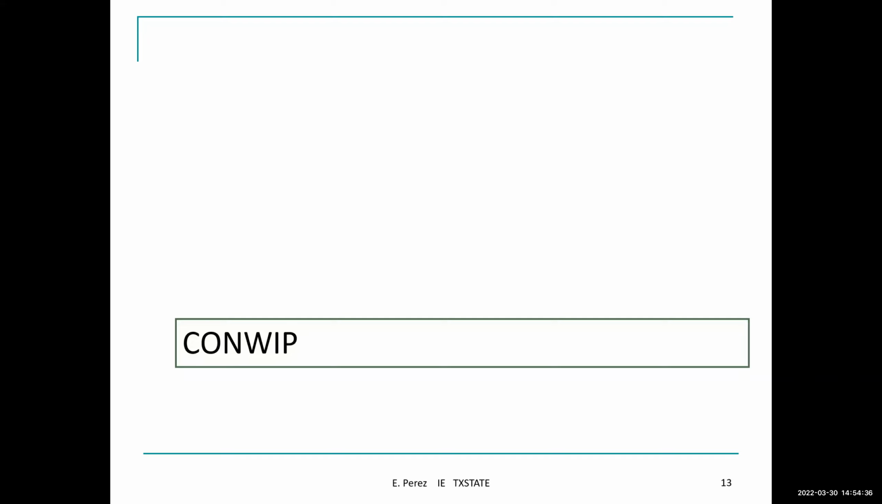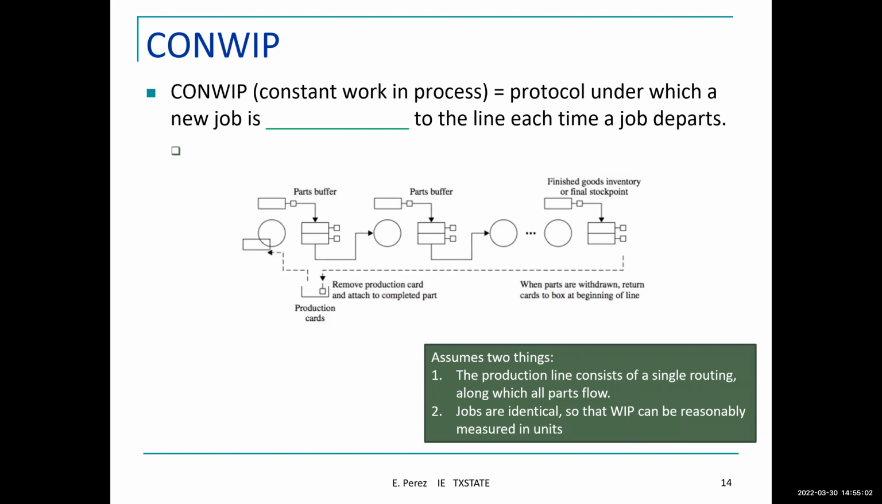So now we are going to transition to this CONWIP concept, and what this is trying to do is somehow take into account the benefits of both push and pull systems, and it's trying to combine them into a single system. And let me illustrate that. So CONWIP stands for constant work in process. This is a protocol under which a new job is introduced to the line each time a job departs, right?